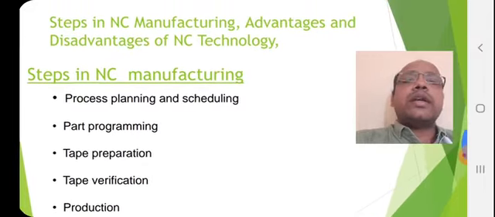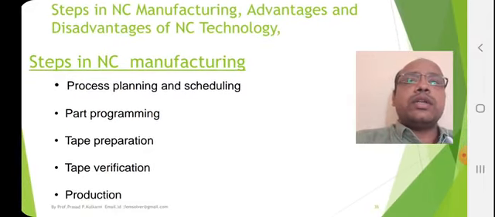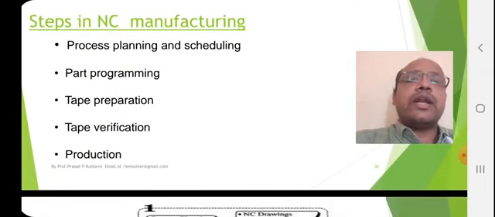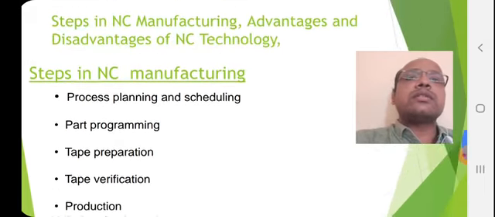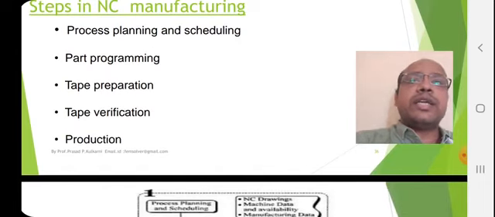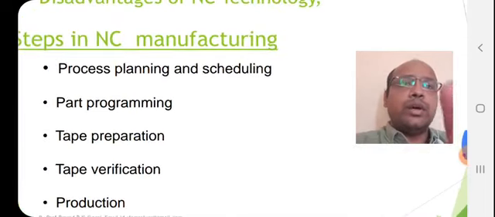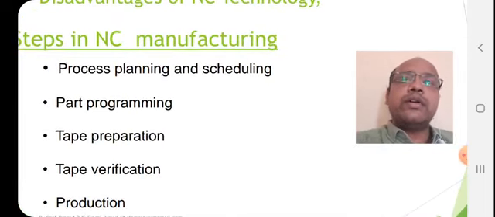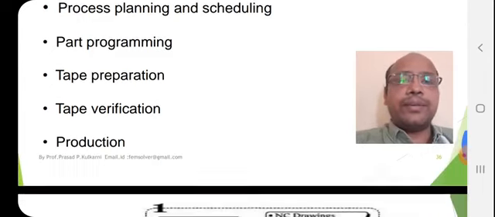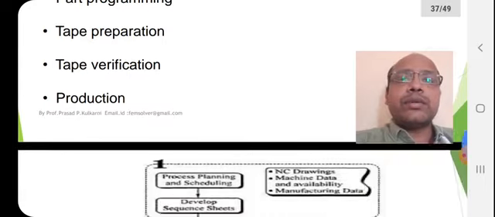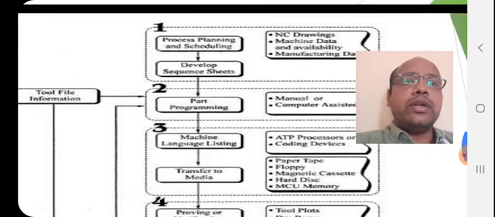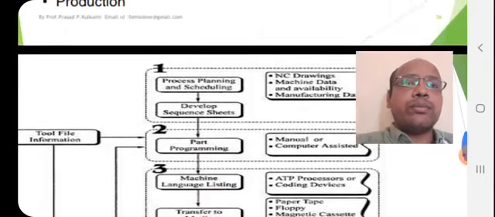Now let us see the next part of this chapter, that is steps in NC manufacturing system, their advantages and disadvantages. So basically there are 5 steps in NC manufacturing system. First one is process planning and scheduling. Second one is part programming. Third one is tape preparation. Fourth one is tape verification. Fifth one is production. Now let us understand all these steps one by one.